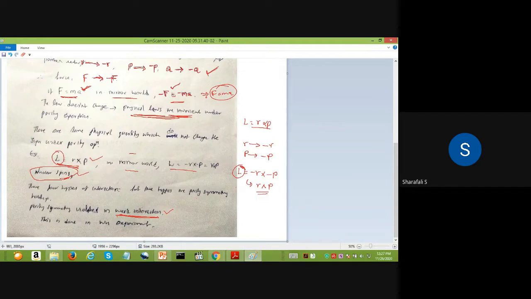Okay, and we also said that among the different types of interactions, different types of force existing in nature, the weak interaction or weak force is the force which violates the parity symmetry. So there will be a difference between the real and mirror world. They cannot be equal.